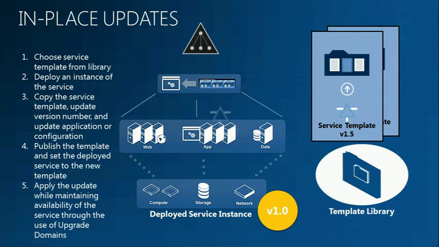When I push the update down, it basically takes that machine and, through upgrade domains, updates the first instance, then the second, then the third, in a staggered approach. If I had one upgrade domain, it would upgrade everything.